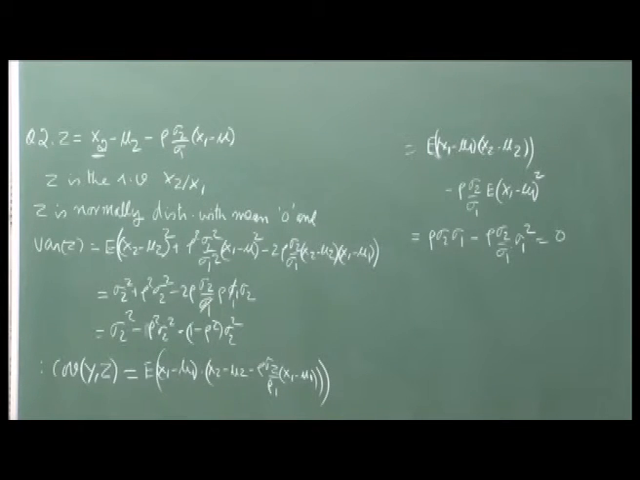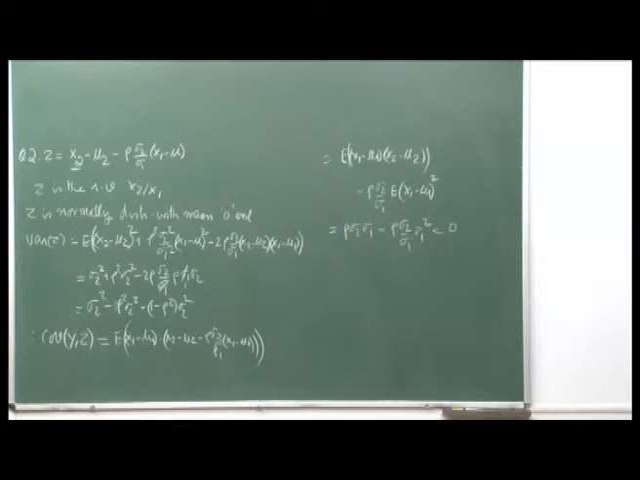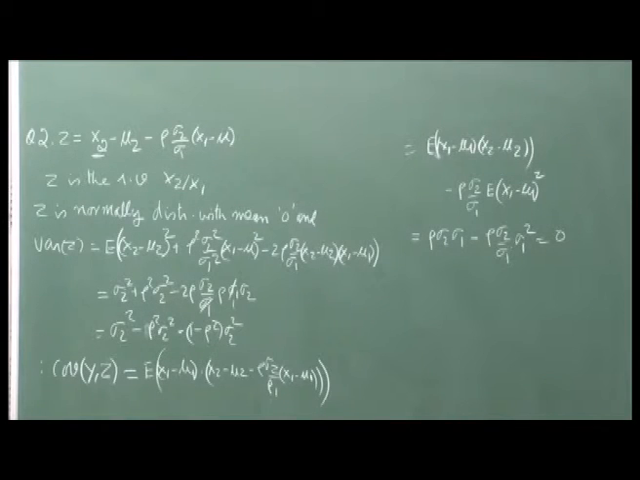So, Y and Z are uncorrelated, and now we use a result that if Y and Z are normally distributed, then being uncorrelated is equivalent to their being independent. So, therefore, Y and Z are independent. Right.